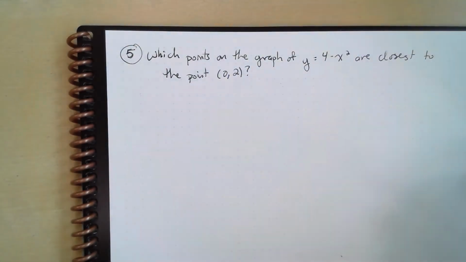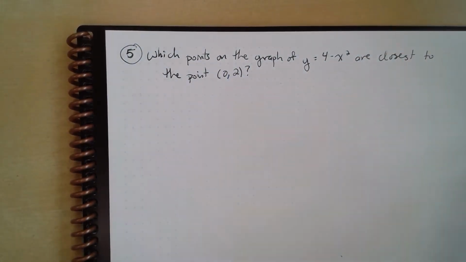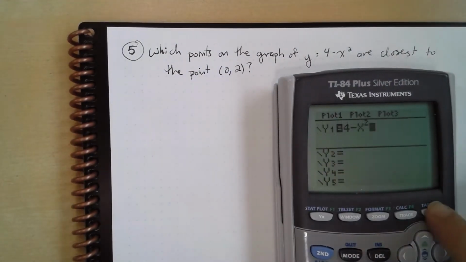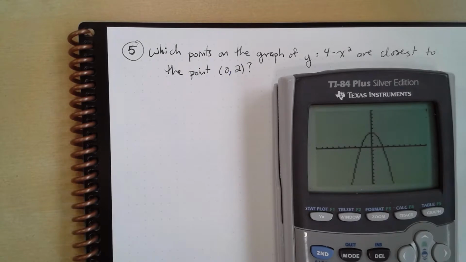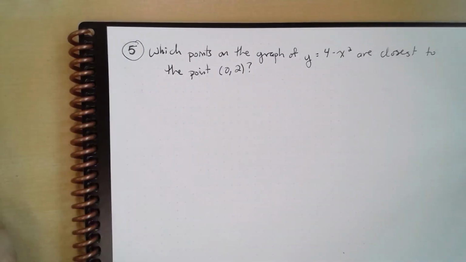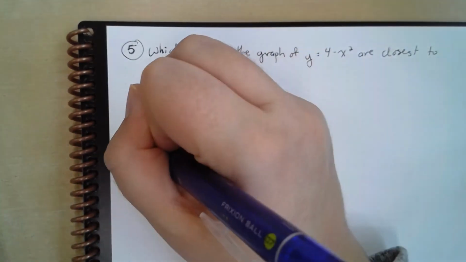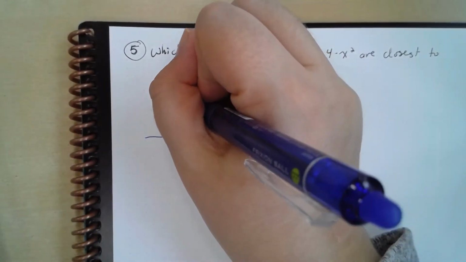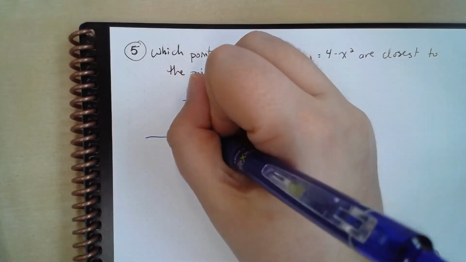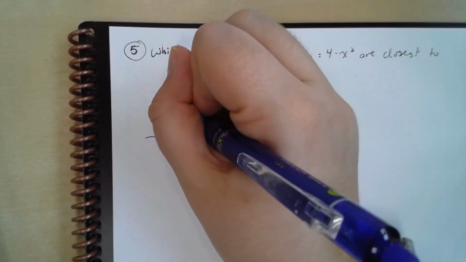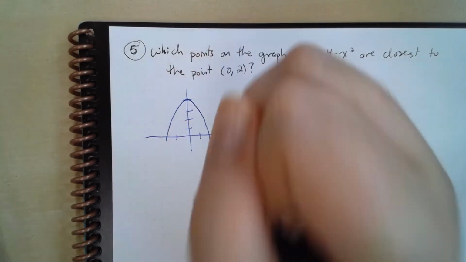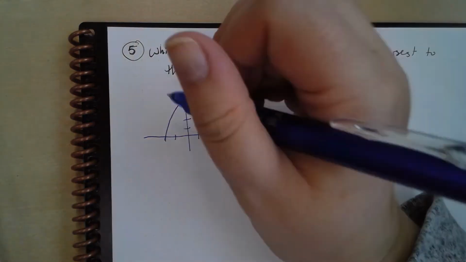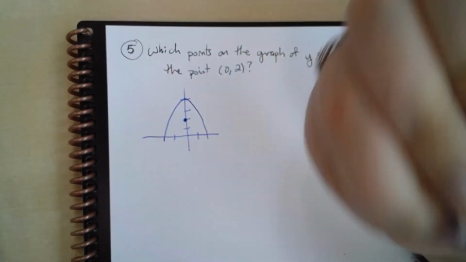Okay, we're going to have to pull in some distance formula here, right? So first thing I'm going to do is graph 4 minus x squared, just to see what that looks like. Okay, it's upside down. I'm going to graph this on my paper here. If I trace, I've got (0, 4), and (2, 0), (-2, 0), it looks kind of like this, right? Okay, and we want to know what point is closest to (0, 2). That would be this point right here, right?